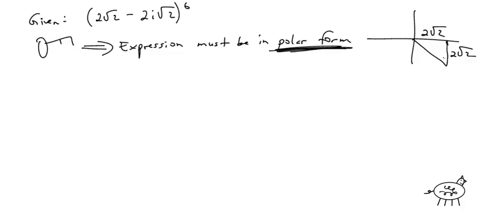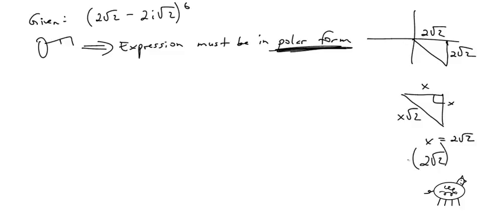And if you guys know, this is a 45, 45, 90 triangle, and so that's x root 2. Just to refresh your brain a little bit with our right triangles, this is x, and x root 2. So you would say, oh, x equals 2 root 2. So then I say, well, what's x root 2? That's just saying 2 root 2 times root 2, which is 4. Okay, so that's really what I need here.